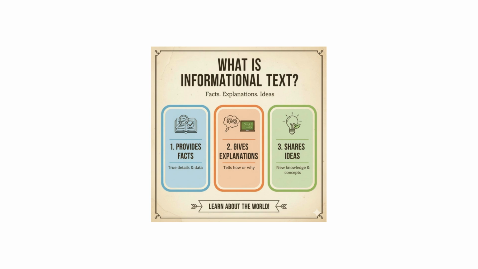So an informational text is a non-fiction text. That means it's all true information that provides facts, explanations, and ideas on a specific topic. Some examples of an informational text would be a textbook, a news article, an encyclopedia, a biography, an instruction manual, or a cookbook. Can you think of any other types of texts that could be considered informational?